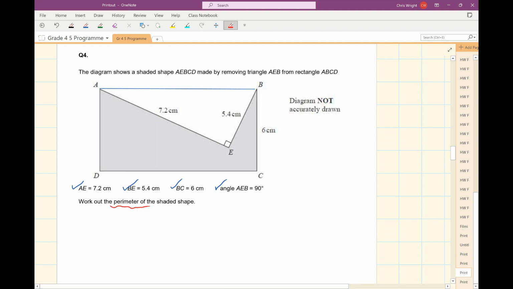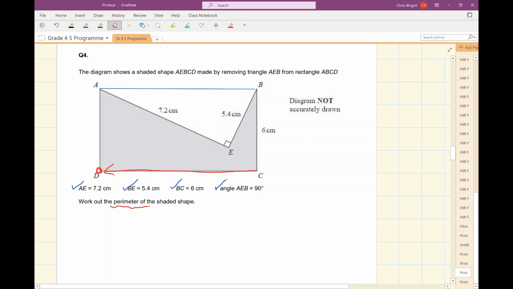Okay, well, where should we start walking? Start walking here, shall we? How far is that from D to A? It's 6, isn't it? Because it's the same as that. So 6. Right. Then if we were walking around the shaded shape, we'd go the 7.2. Then we go the 5.4. Then we go the 6. And then we would go all the way along here. Now it's that last length that we don't know, isn't it?